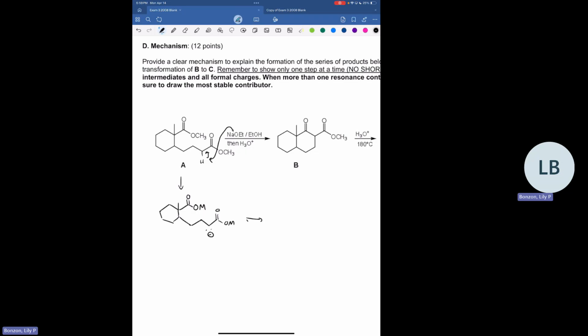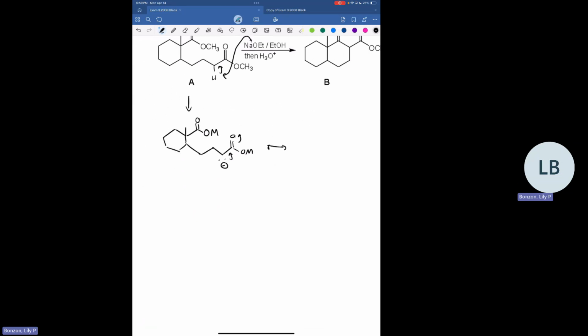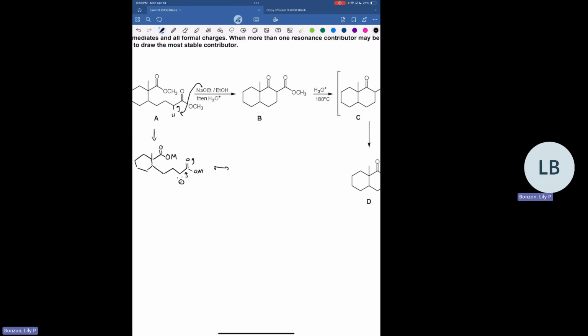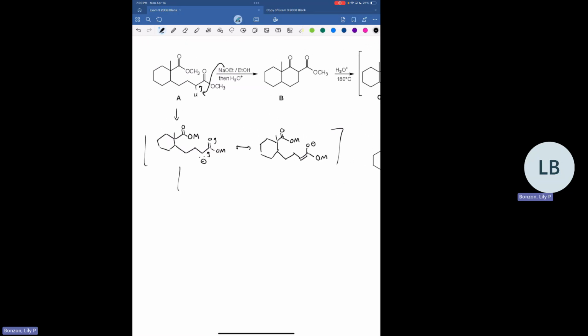Anytime in your mechanism you form this enolate, you do have to show the resonance. So we just show the resonance with our adjacent carbonyl. That carbonyl is going to be an O minus now. We're going to have our enolate anion. Going forward, we can just keep using our carbanion.